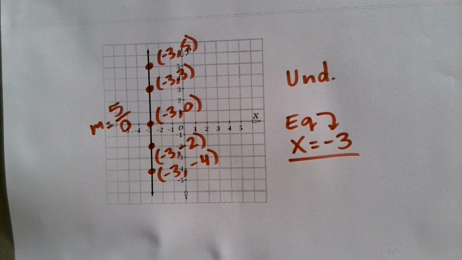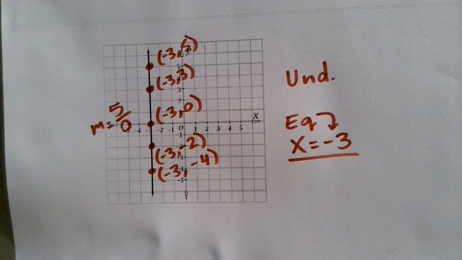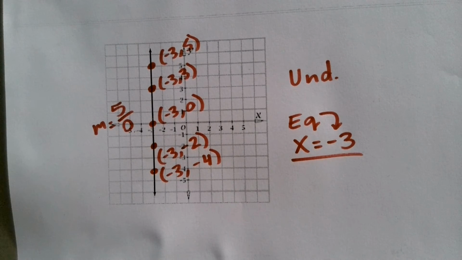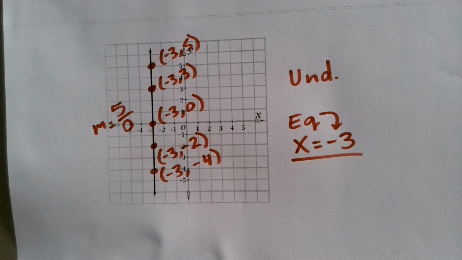So for any vertical line, we also can't put it in y equals mx plus b because the m is undefined. I can't plug in something that's not a number. So same, similar. Do we have questions there? So vertical, it's going to be undefined. The equation will be x equals, and then whatever that x is, that's consistent.